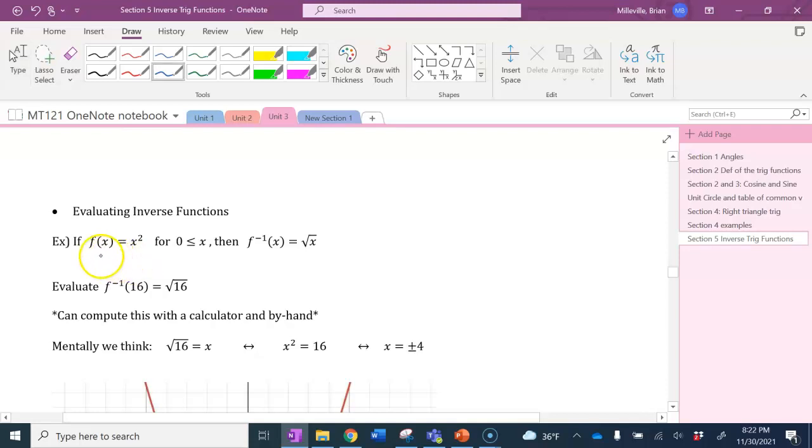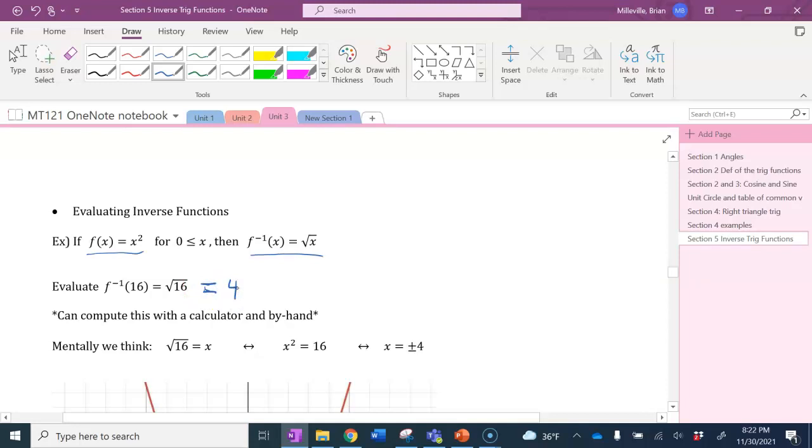All right, so we've seen that if we have the function y equals x squared, its inverse is the square root of x. That makes sense. Those are opposite operations. Now, what if we want to plug a number into the inverse function, like 16? Well, we've got a formula here, which is the square root of 16, and we can compute that either using a calculator or just in our head. It comes out to 4.